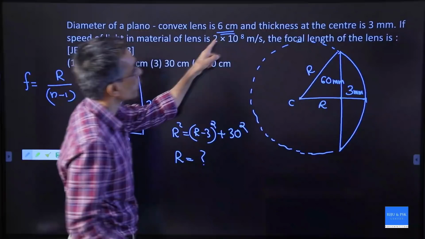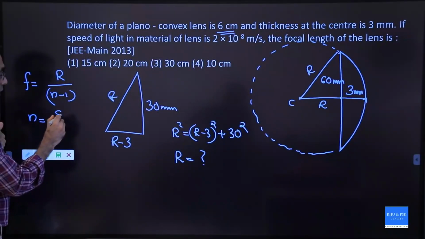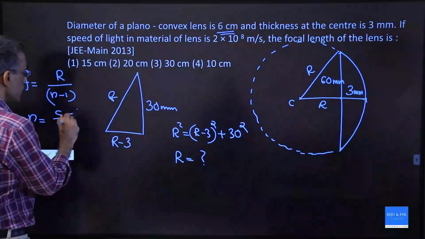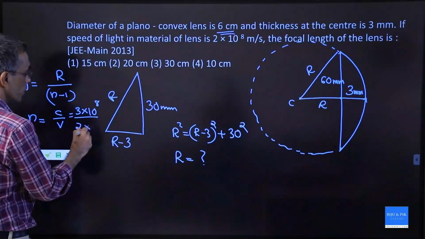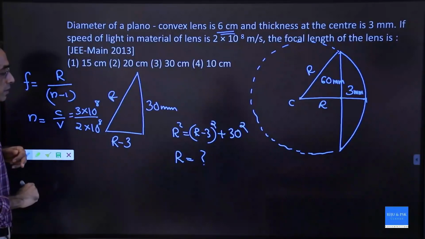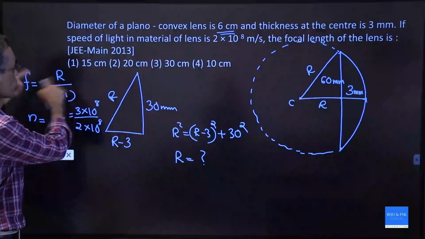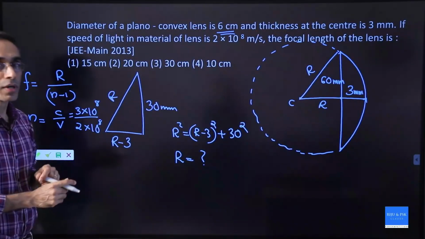That is why they give you the speed of light. Refractive index, we know the equation. Refractive index is nothing but c by v. C is 3 times 10 to the power 8, divided by 2 times 10 to the power 8. So working out, you find r, then you find n, the refractive index, then you can calculate the focal length.